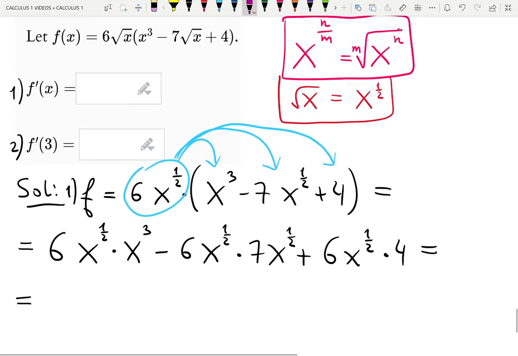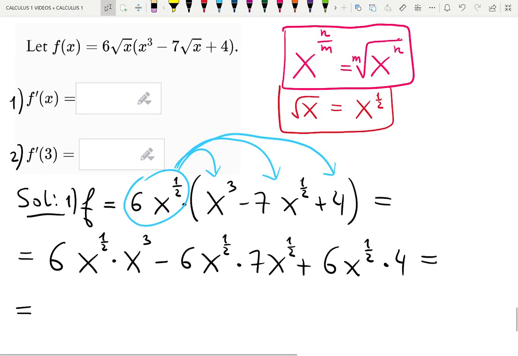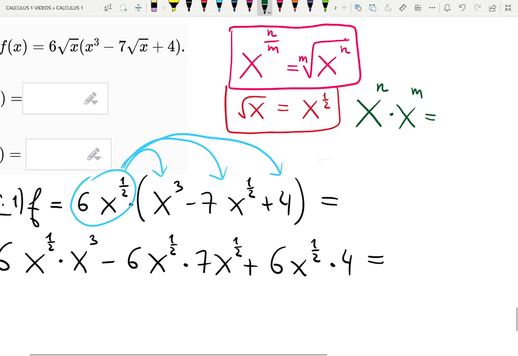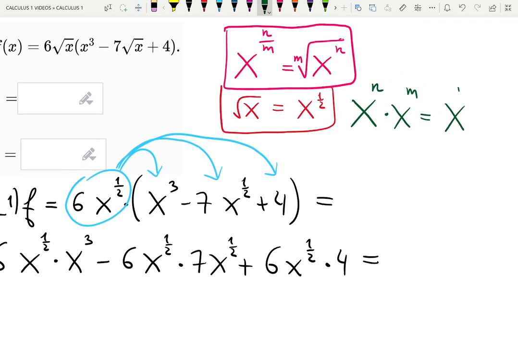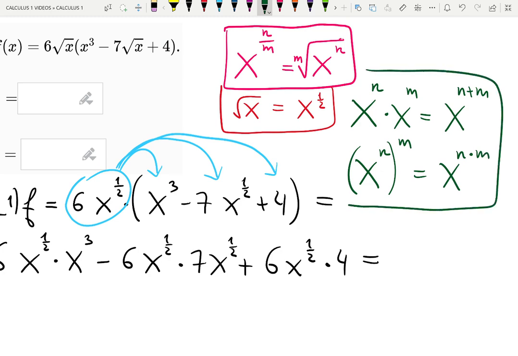Now let me remind you another formula. Another formula says when x to the n is multiplied by x to the m, what do you do? Do you multiply those powers or add them? You add them. While if x to the n is raised to another power m, then you multiply the powers, like so. And the third case is division. x to the n divided by x to the m will be what? Correct, n minus m.